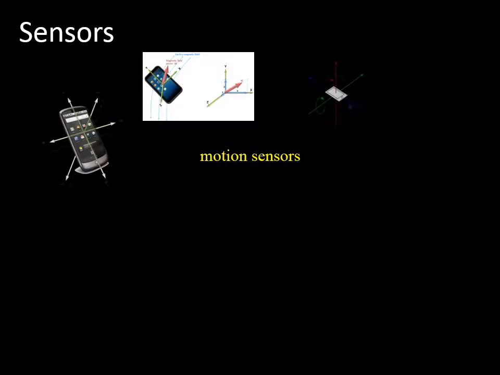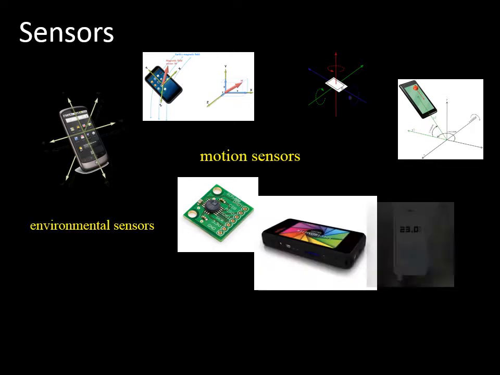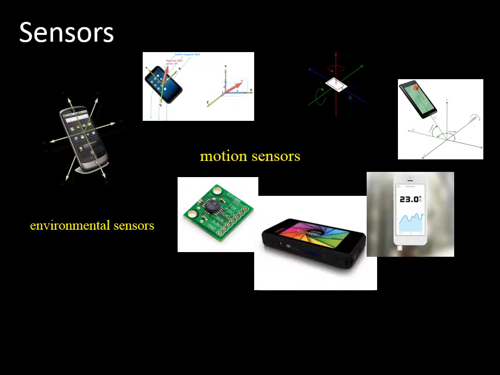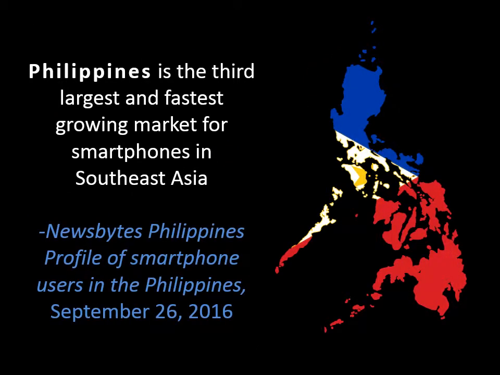The Android platform supports three broad categories of sensors: motion sensors. These sensors, which include accelerometers, gravity sensors, gyroscopes, and rotational vector sensors, measure acceleration forces and rotational forces along three axes. Environmental sensors. These sensors, which include barometers, photometers, and thermometers, measure various environmental parameters, such as ambient air temperature and pressure, illumination, and humidity. Lastly, position sensors. These sensors, which include orientation sensors and magnetometers, measure the physical position of a device. These sensors make smartphones powerful.